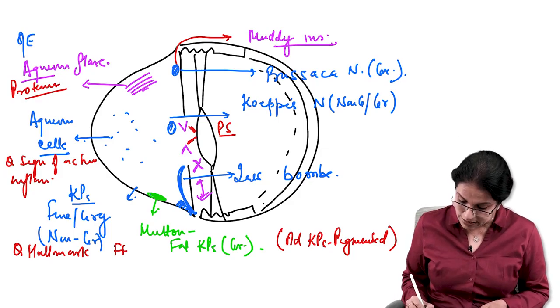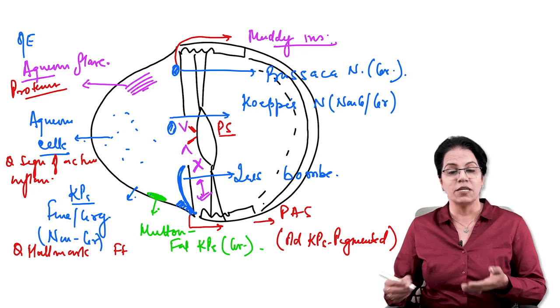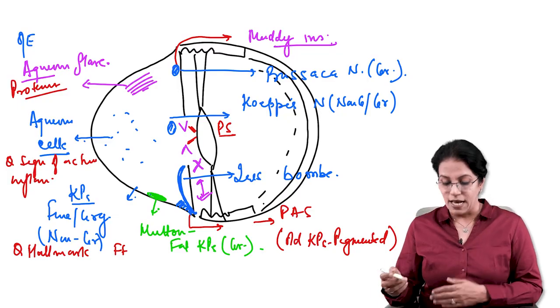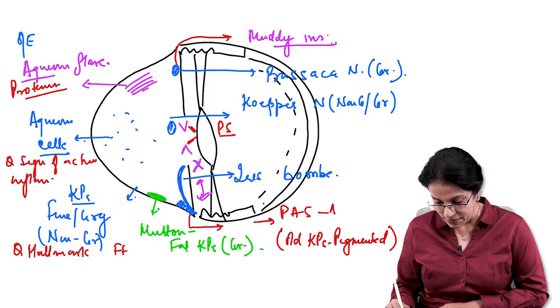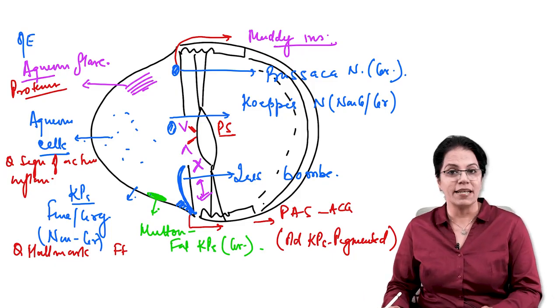So, at the angle, right? This is what is called peripheral anterior synechia. Of course, this is going to lead to angle closure glaucoma. Any pupillary block leads to angle closure glaucoma, isn't it? Okay, we'll see the slides also very quickly.